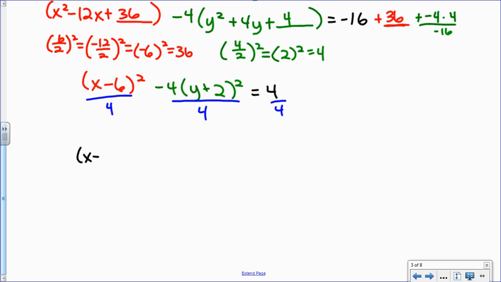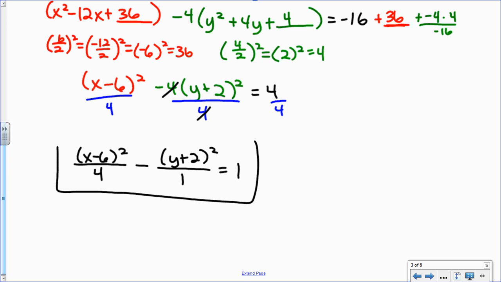Alright, so I got x minus 6 squared over 4. There was nothing to cancel. Minus, okay, the 4 over 4, those just cancel. So I have y plus 2 squared. I'm still going to keep that over 1, so I'm able to identify what b is. And 4 divided by 4 is 1.